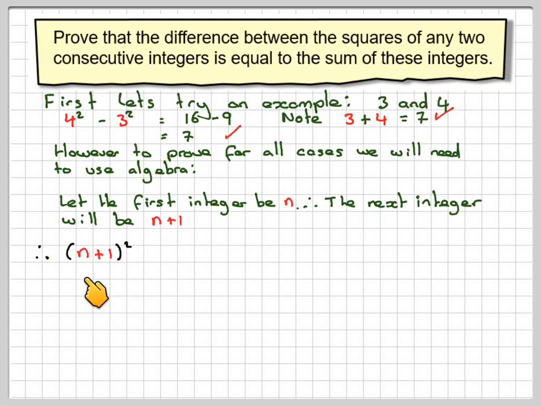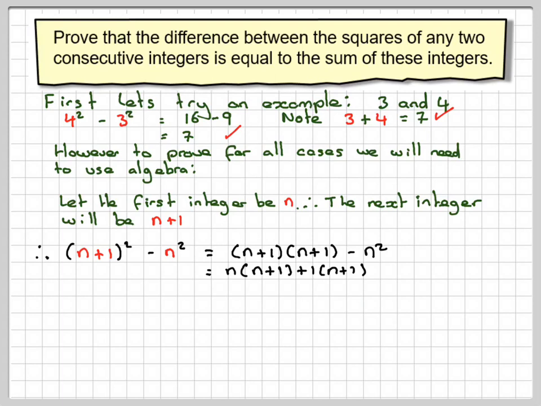So if we now square these, so (n plus 1) all squared, minus n squared, that means (n plus 1) times (n plus 1) minus n squared. Now, it depends on how you expand these. One way is to do n times (n plus 1) plus 1 times (n plus 1), and minus n squared. So we're going to get n squared plus n when you multiply that, and then n plus 1, minus n squared. So the n squared and the minus n squared will cancel out. Therefore, you've got n plus n, which is 2n, plus 1.